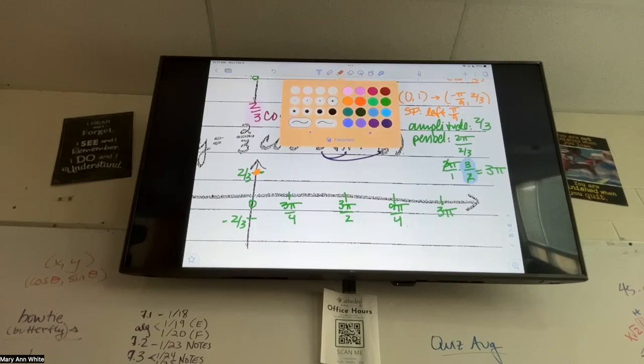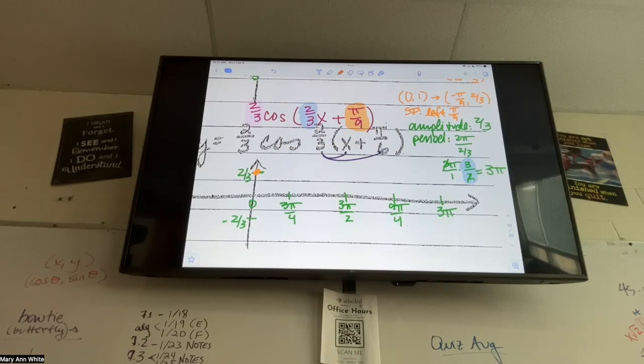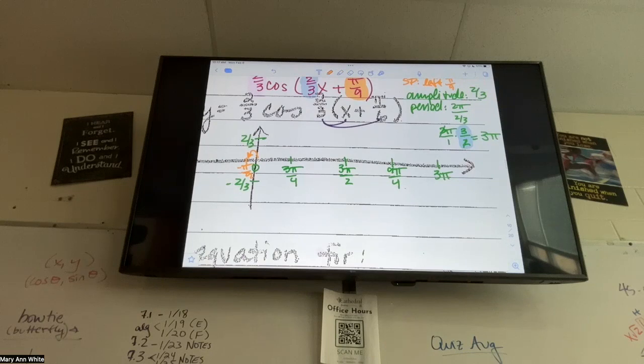Now, if this is not a really helpful thing to write, you don't have to write that. You don't have to write this down if it's not helpful to you. I find it a little helpful, but if you're like, okay, well, I know I'm moving left pi over 9 and our amplitude is 2/3, you can just deal with that as is. So that means I need to move my point to the left, negative pi over 9. So we're going to take all of our angles and we're going to minus pi over 9 this time.